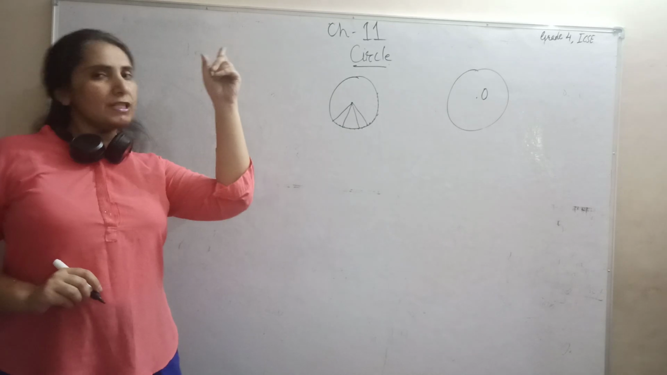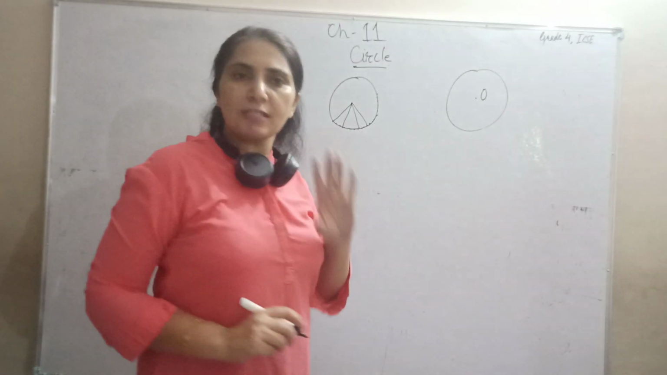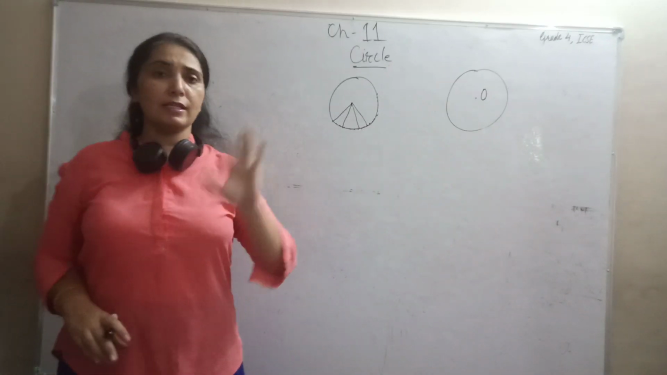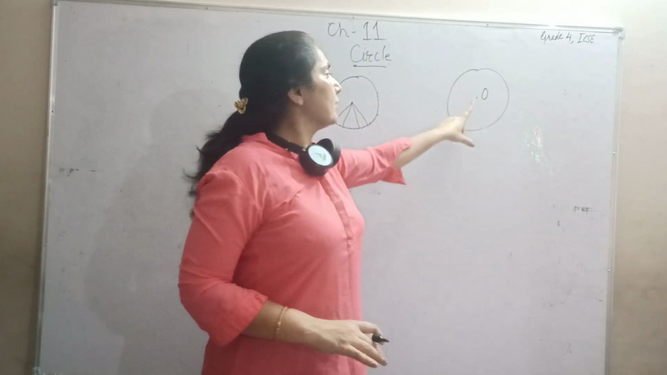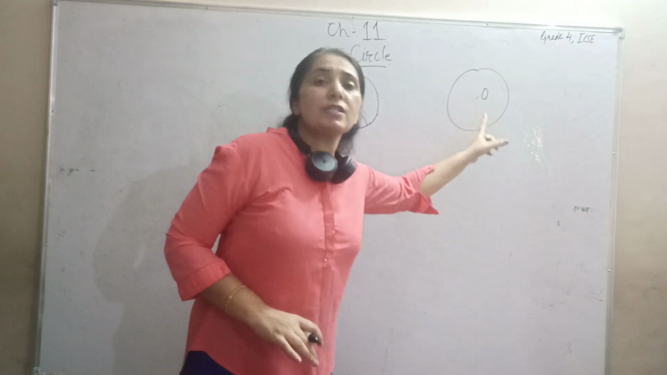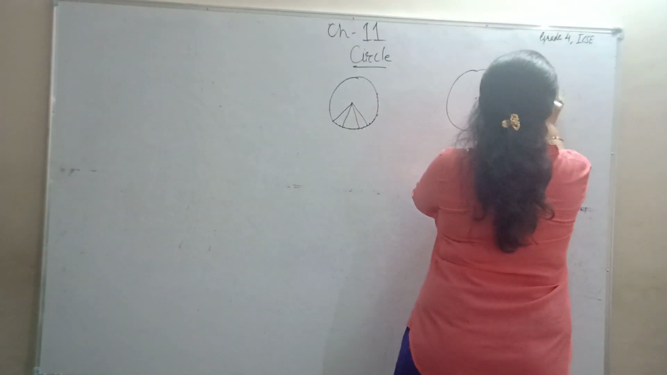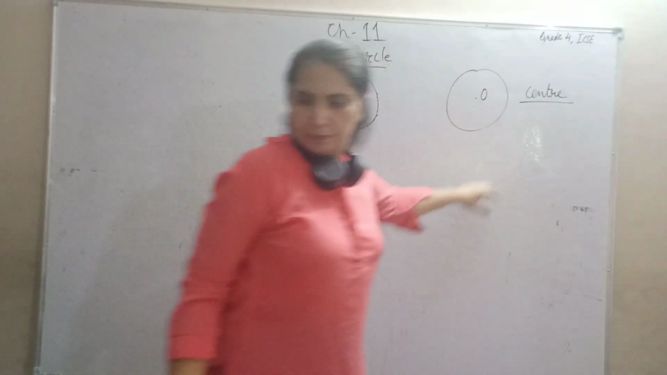You know the definition of point? Point is a simple dot which tells us the position. It has no length, breadth, no thickness. So in the middle of the circle there is a point which is named as O here. That point is called the center of the circle.